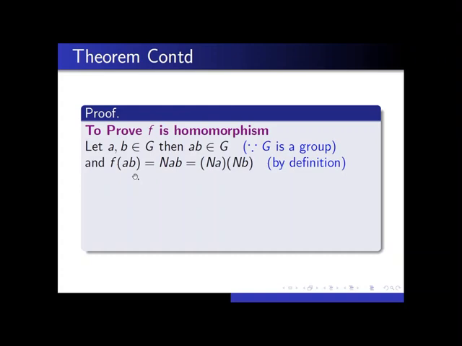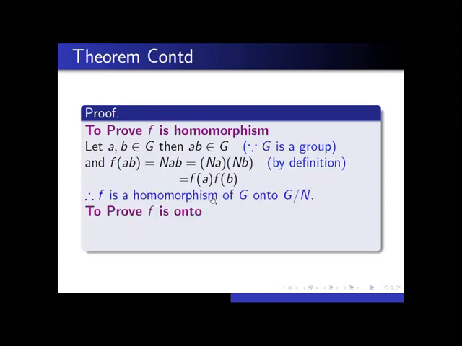Now f of ab. What is our definition here? f of x is equal to nx. According to that definition, f of ab is equal to nab. Now according to the definition of coset multiplication, nab can be written as na into nb. What is na? na is f of a. And nb: if nx is equal to f of x, then na is equal to f of a and nb is equal to f of b. We have taken f of ab and proved that it is equal to f of a into f of b. That means f is a homomorphism.